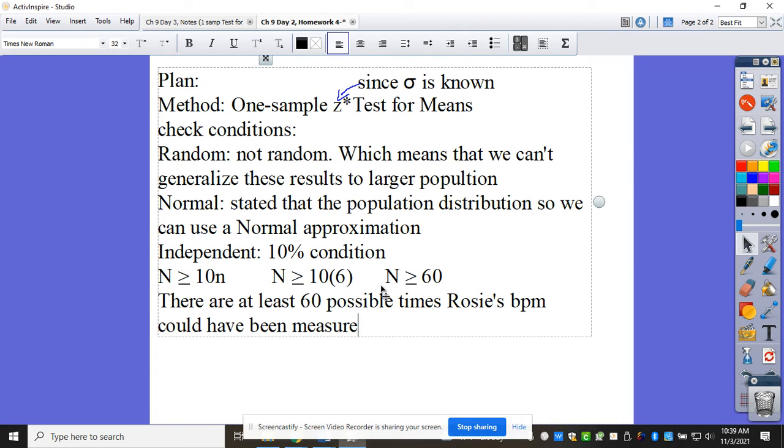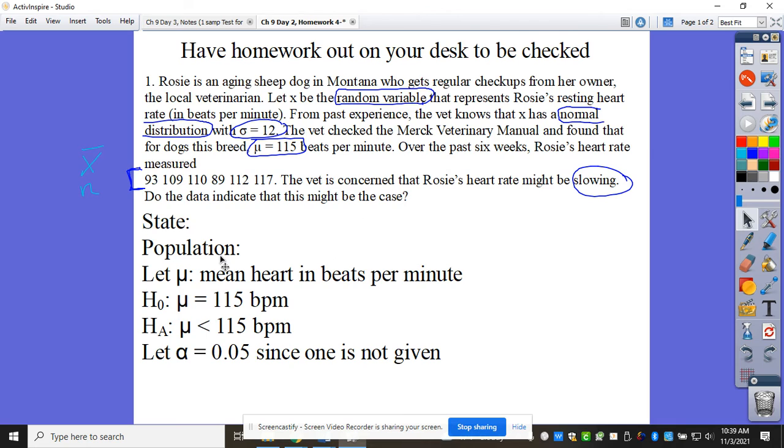And some people might even go one step farther than that, and at that point include what? Rosie, the aging sheepdog. And so I just put Rosie. Yes. What else? But measured what? Depending on how you worded your population, some of you are going to put in the past 6 weeks if you said her population is all of them in the past 6 weeks. And that's completely up to you.